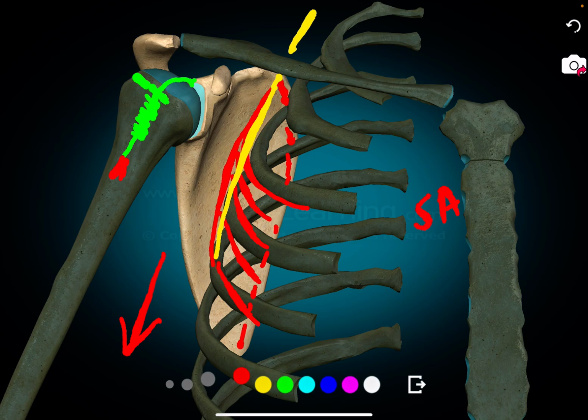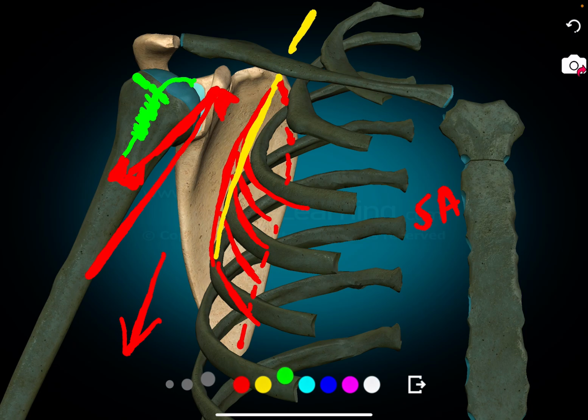The short head of the biceps will arise from the coracoid process and will become the other head. So it's biceps, 2 heads. Then another muscle from the coracoid process will be the coracobrachialis, and the third muscle will be going to the chest wall, will be the pectoralis minor.